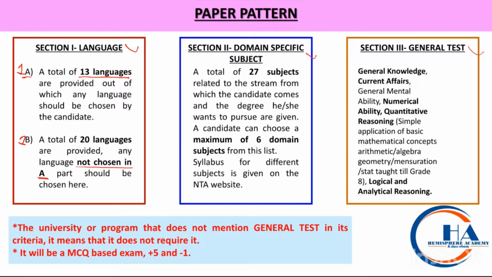Okay, I hope each and everyone is with me and we are good to go ahead. Okay, section 2, the domain specific subjects. A total of 27 subjects are being provided to you guys. I repeat, 27 subjects are provided, the list of which is being provided in the bulletin by Delhi University itself. I will be putting a link in the description below for the bulletin. You guys can check out the link, check out the list.